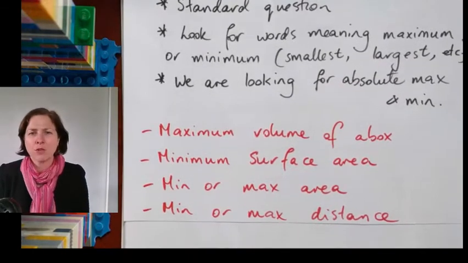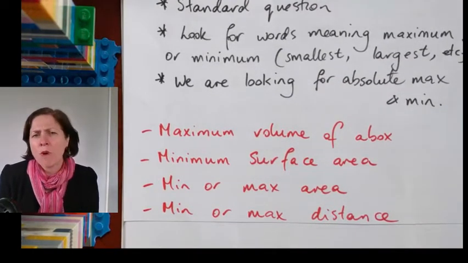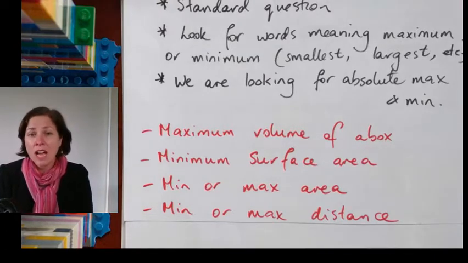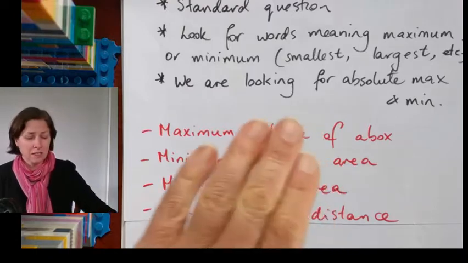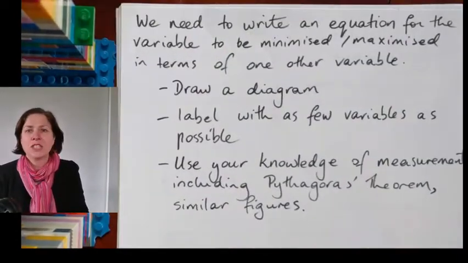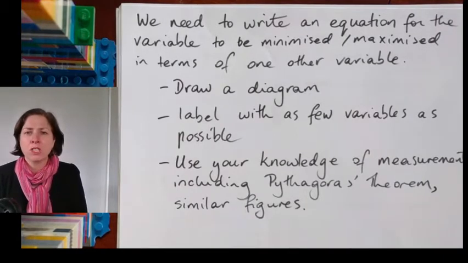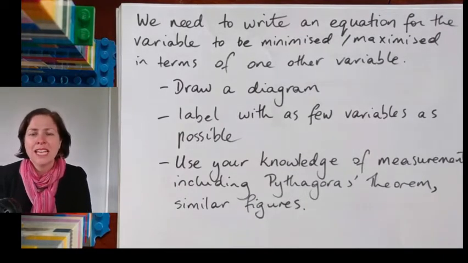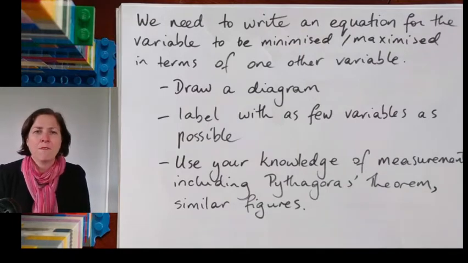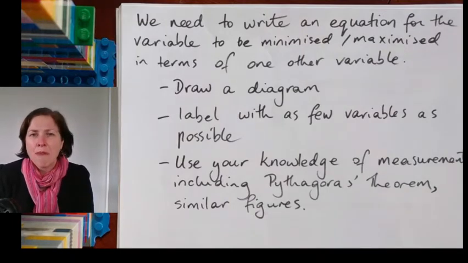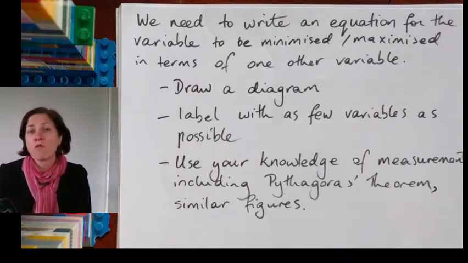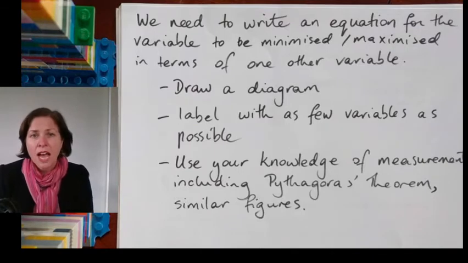Some typical examples might be a maximum volume of a box, a minimum surface area, a minimum or maximum area, a minimum or maximum distance. So what we need to be able to do is write an equation for the variable to be minimized or maximized in terms of one other variable. So that might be, if we have a cylinder, minimizing the surface area in terms of the radius, for example.